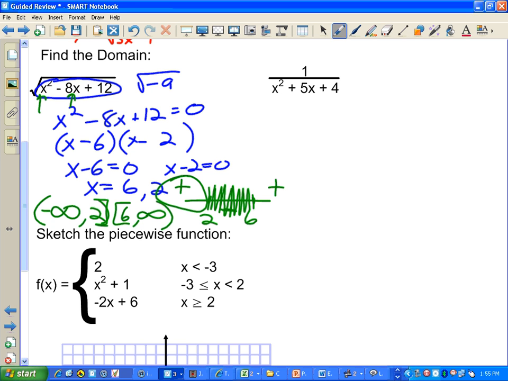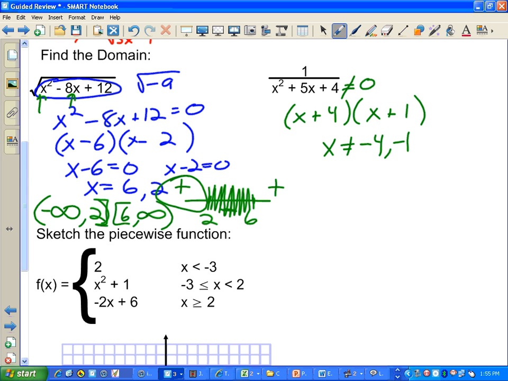The other time that we have domain restriction is when we are dividing by a variable. So I've got a variable in my denominator. I can't divide by 0. I need to find out when this denominator equals 0, because that's what I can't allow. Again, this factors into 4 and 1. That means x cannot equal negative 4 or negative 1. Those are the only two numbers that make this 0, so those are the only two numbers that make me divide by 0. Those are the only two numbers not in my domain.